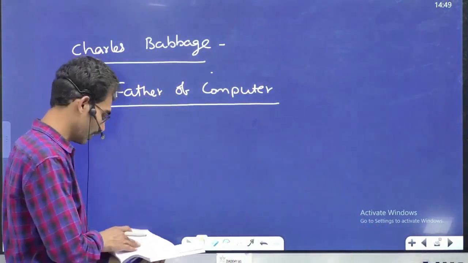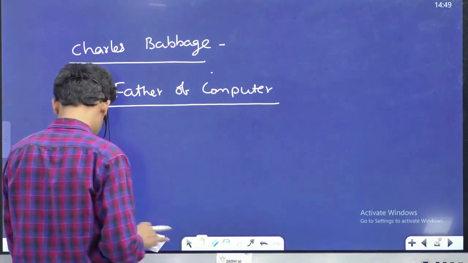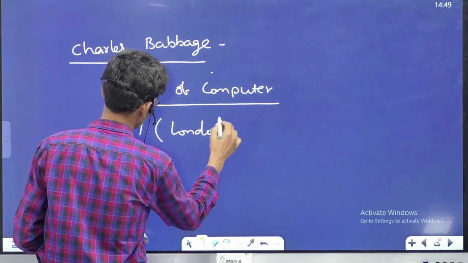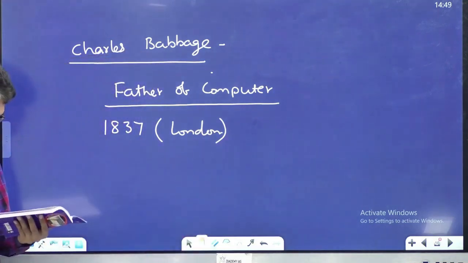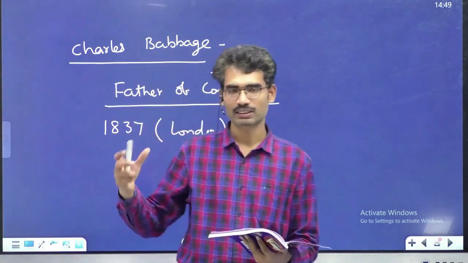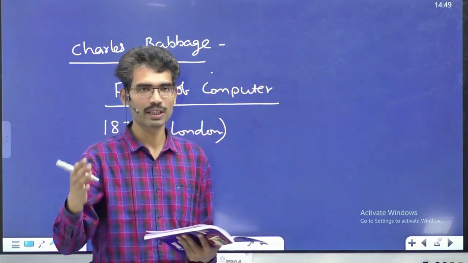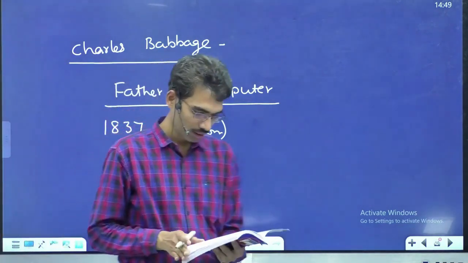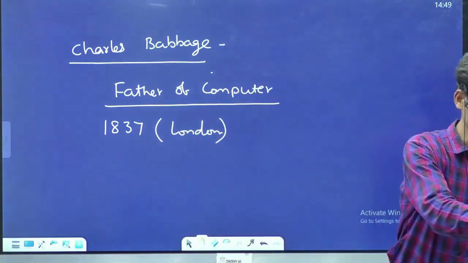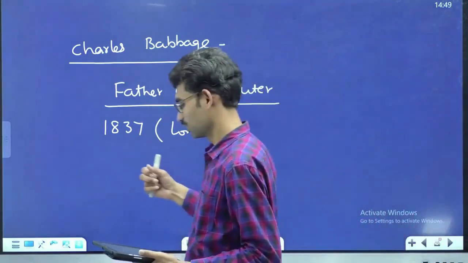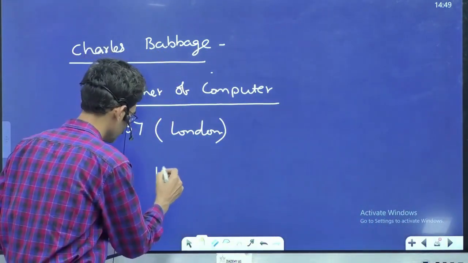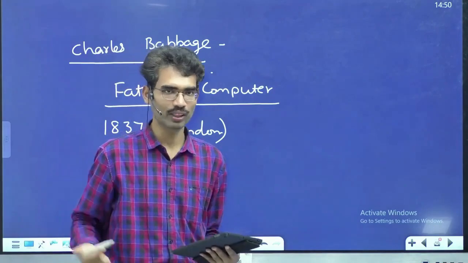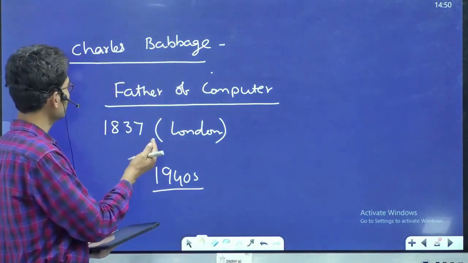Charles Babbage developed this system in 1837. He belongs to the United Kingdom. He developed a system for performing calculations with some kind of memory. That's why he is considered the father of computer. If we take this evolution till the Second World War, which means the 1940s, the Second World War started in 1939 and continued till 1945. So up to the 1940s, these machines were not digital.